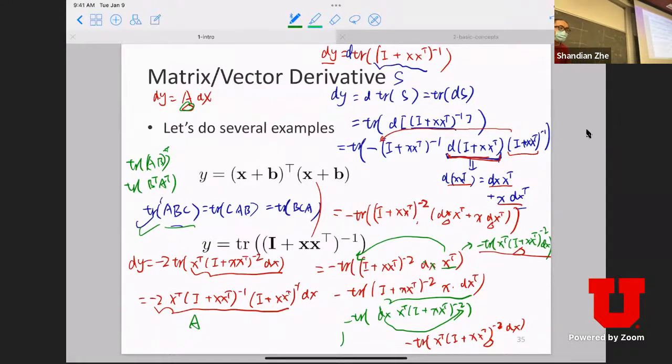How do you find out that x transpose multiplied by I plus x transpose is a scalar? Okay, x is a vector, right? So this I plus x transpose minus 2 is a square matrix. So x transpose times a square matrix will be a row vector. And dx is a column vector. So a row vector times a column vector is just a scalar. If you do the trace over a scalar, it is equivalent to doing nothing, so you can just remove the trace.